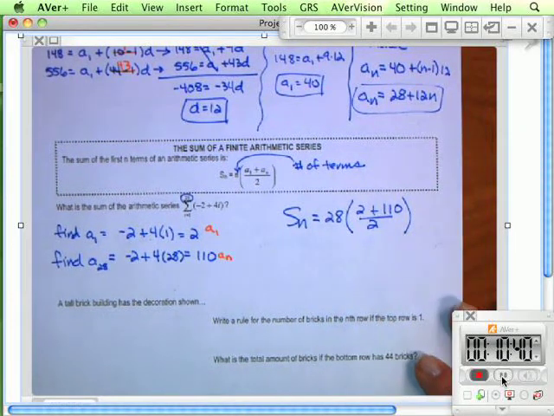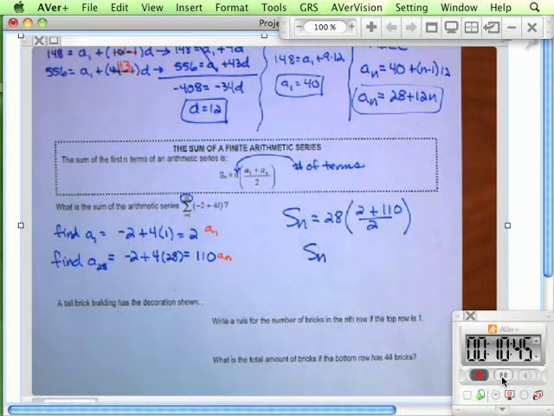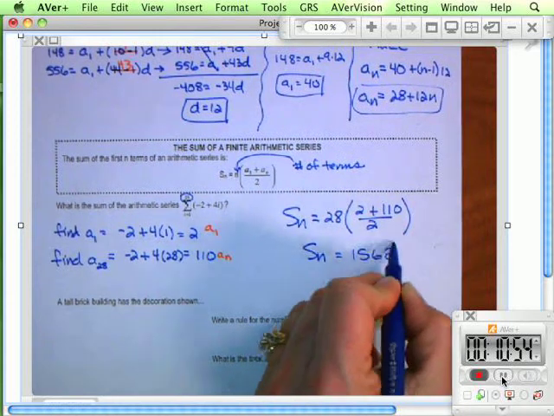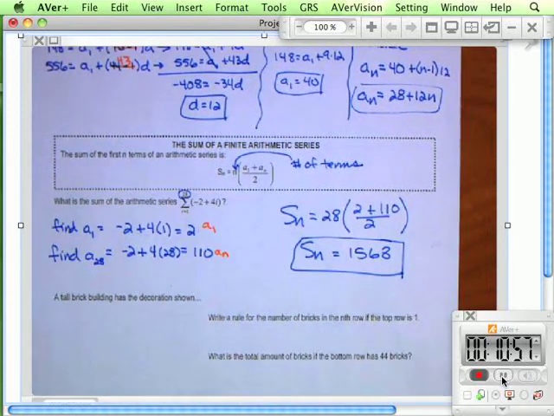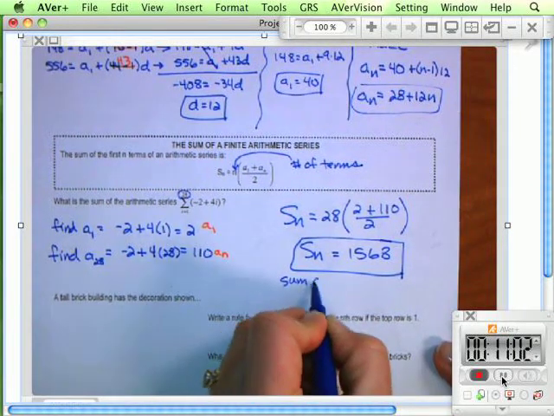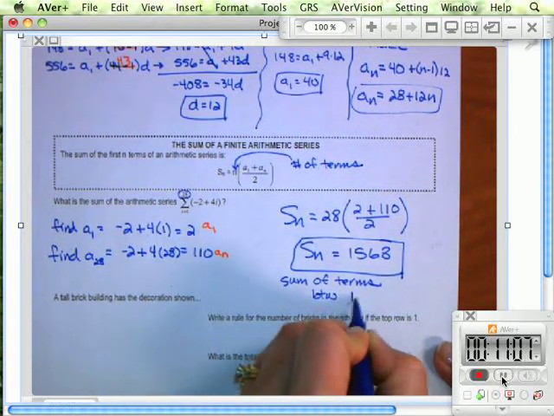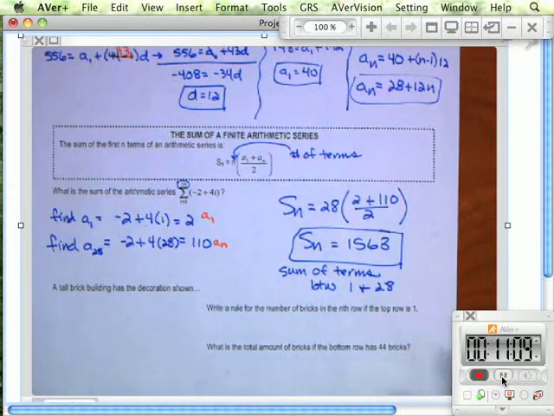So if I were to add up for this particular function the inputs 1, 2, 3, 4, 5, 6, if I would add up all the outputs, I would get 1568. It's just a way of summing all those outputs. The sum of all the terms between 1 and 28. How you feel about that?